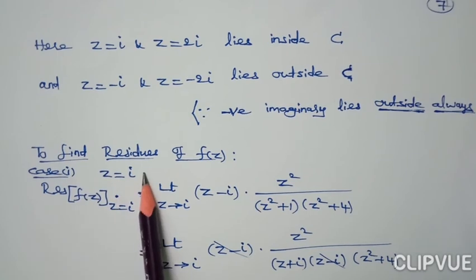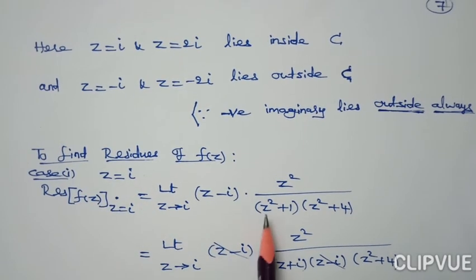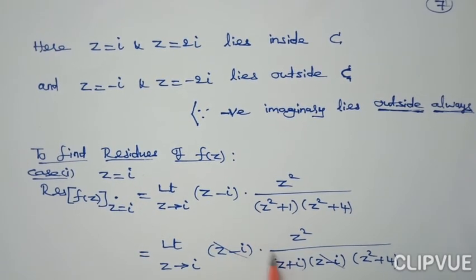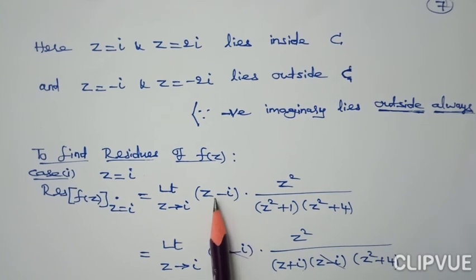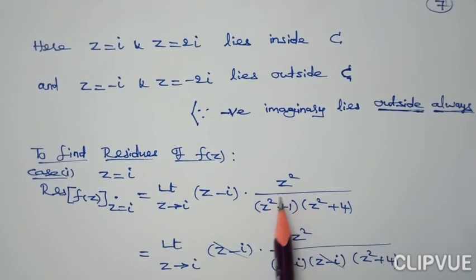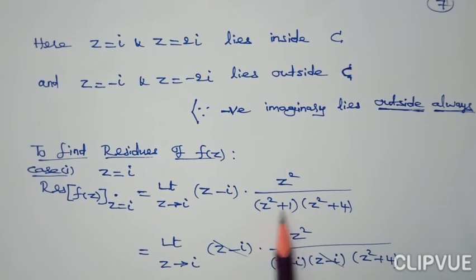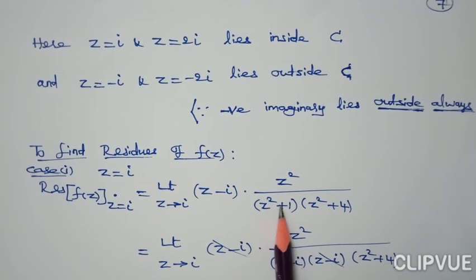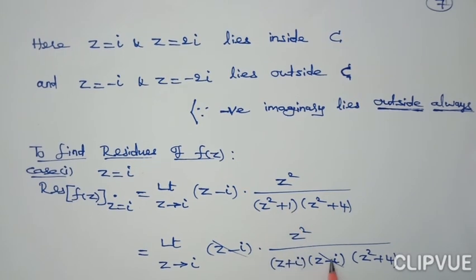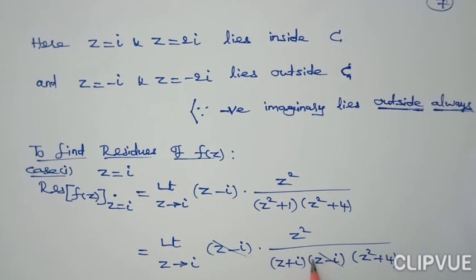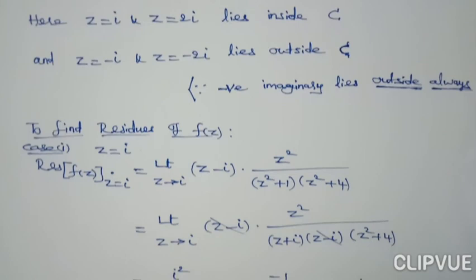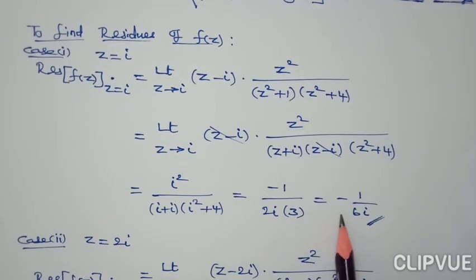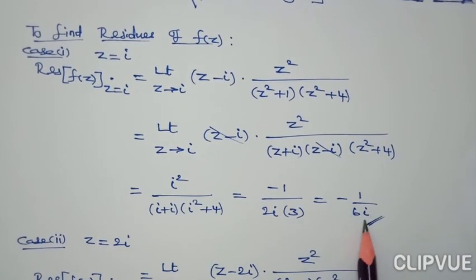First case, z equal to i. Apply limits. After simplification, this z minus i is the factor, and this is your f(z). In this you need not simplify this term, keep it as it is. Only this term you need to simplify. Why? Because z squared plus 1 factors into z plus i times z minus i. We need to cancel this factor with this one only, not this. So express this alone in factor form, cancel the same factors, and after that simplify it. After simplification you get minus 1 by 6i.